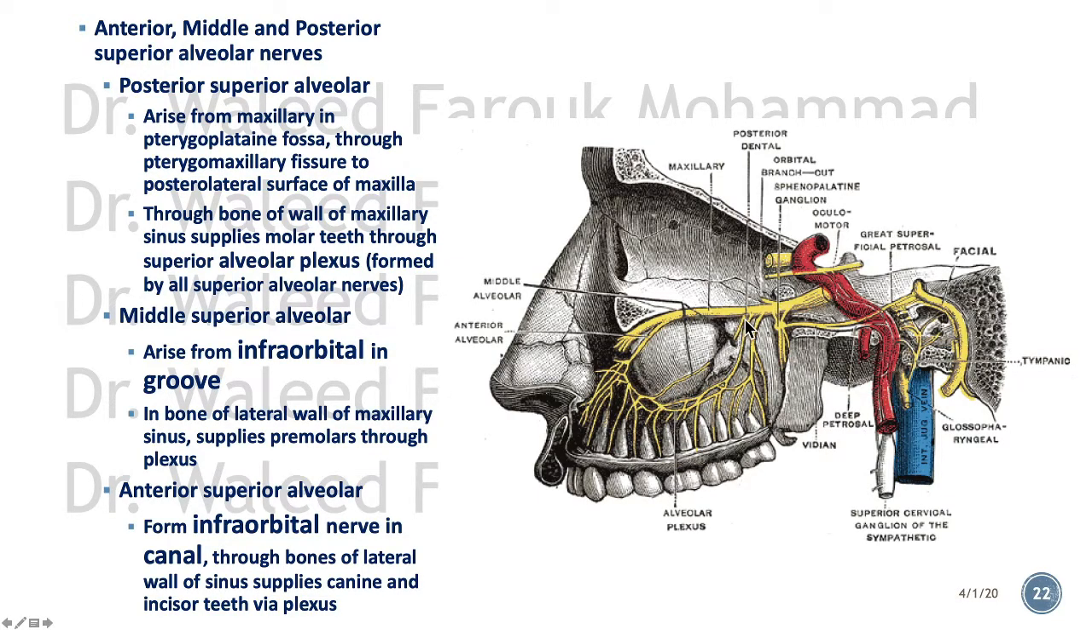Remember, the nerve that comes out of the infraorbital in groove is the middle. That comes out of the infraorbital in canal is the anterior. Okay? It's logic. The nerve was still outside the canal and then sunk into the canal. See? This is the canal. Okay.